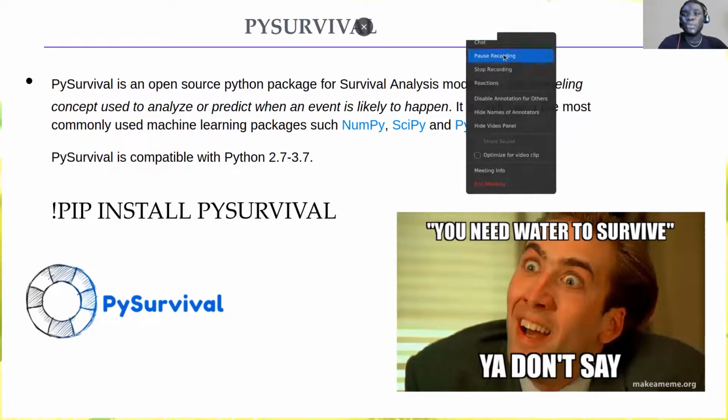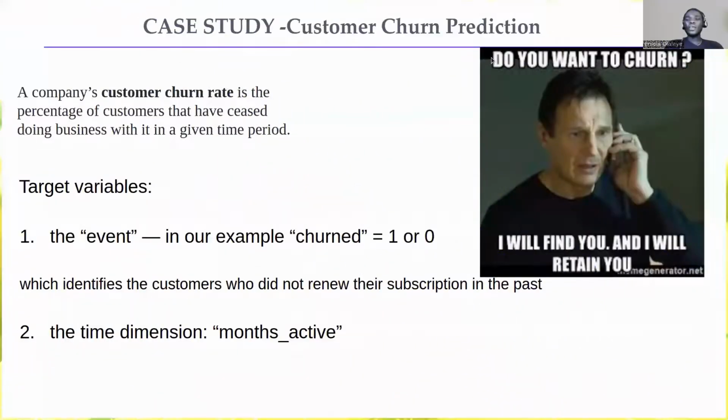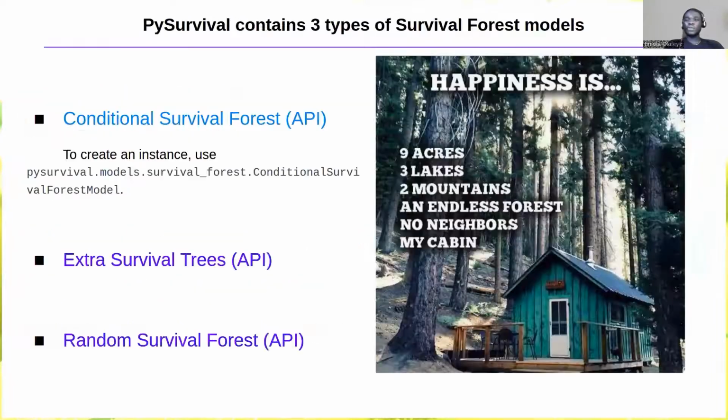Our case study for the survival model we are going to be building is customer churn prediction. We are going to be seeing how we can leverage survival models to predict when a customer will churn or not. If you have gone through the previous video, you know that for a survival model we usually have two target variables. The first one is the event, which in our particular case is whether the customer has churned or not, 1 or 0. Then also the time to event, the time dimension. For this particular case, the time to event is months active, the time in which the customer is active.